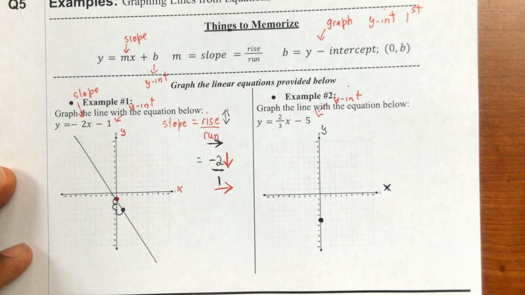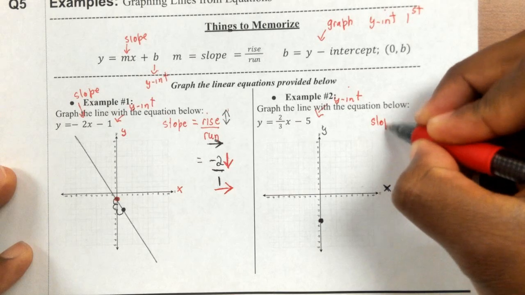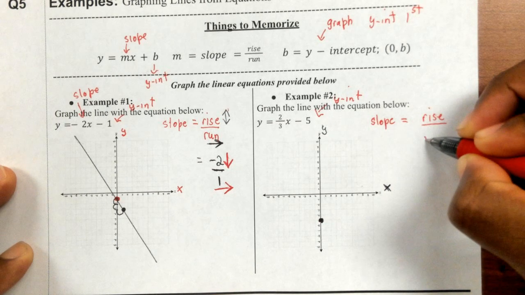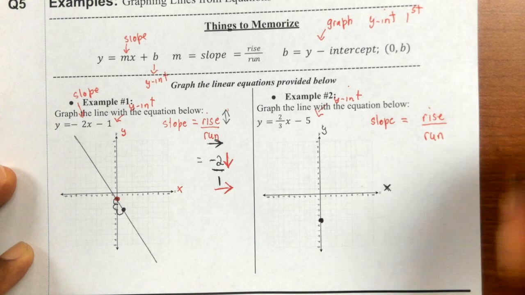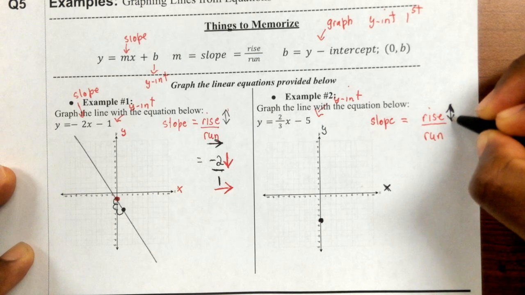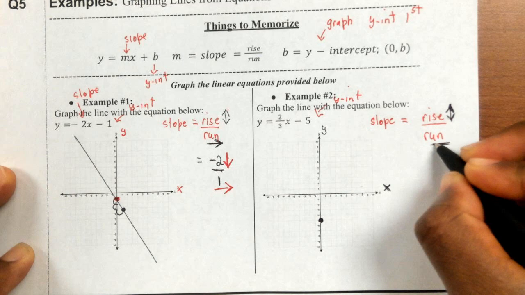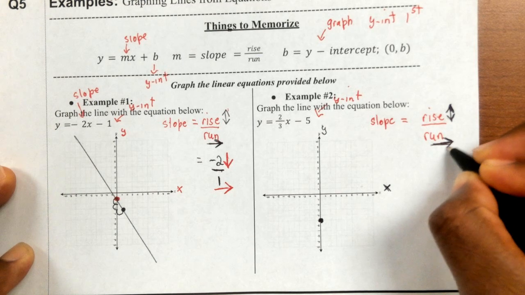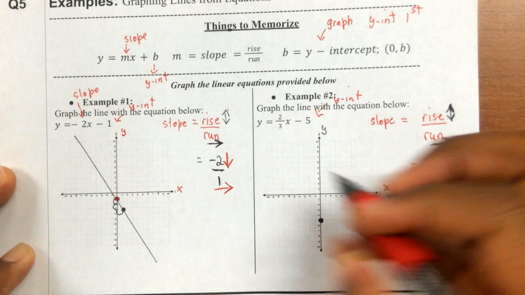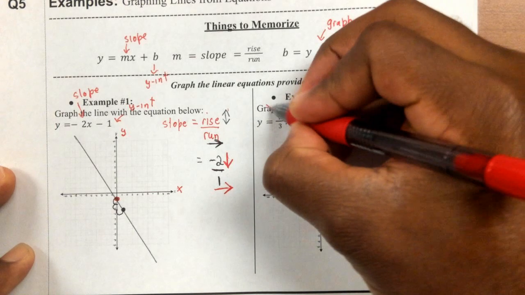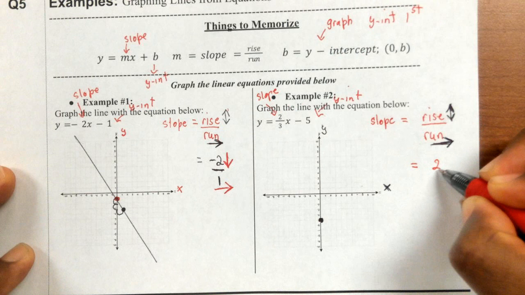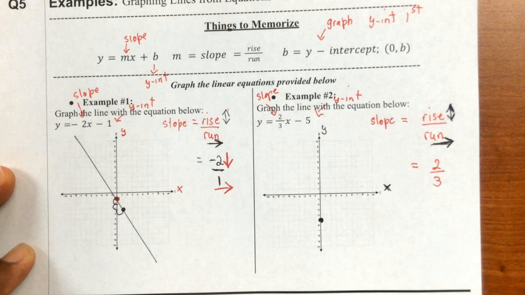Now I'm going to apply my slope. Again, we know that slope tells us direction using rise over run, where rise tells you what direction, up or down, and run tells you left or right, and 99% of the time we're going to the right. My slope here is 2/3. We don't have to write it as a fraction because it's already a fraction.